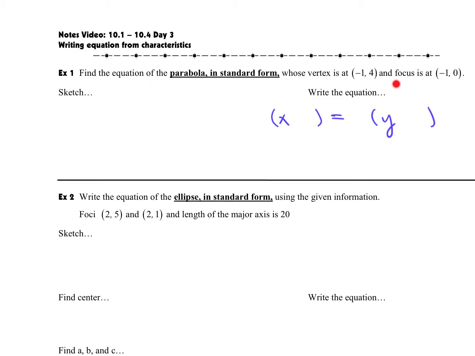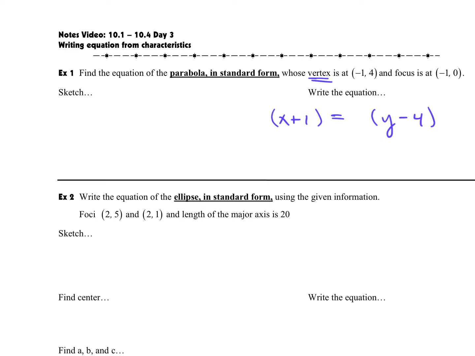Now, when I take a look at the given characteristics, you can see that I actually gave you the vertex on this one. So since we are automatically given the vertex, we can drop that in and make this an X plus 1, because remember it's X minus h, and then a Y minus 4. I still don't know which side is going to be squared and which side would have the coefficient, so then we're going to go ahead and make a quick little sketch.